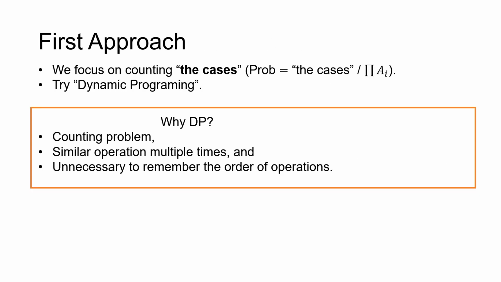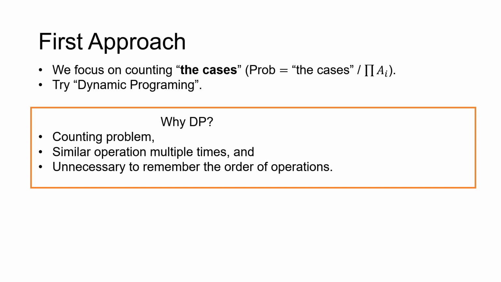Let's proceed to solve the problem. First, our target value is the probability, but we will focus on counting the number of the required cases because the total number of cases of n throws is just the product of Ai. Then, we should try dynamic programming.